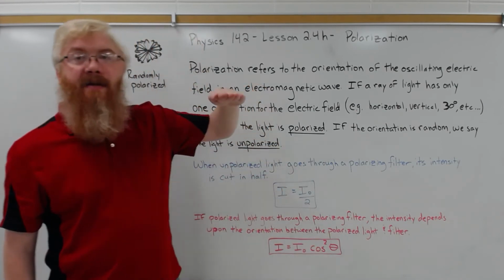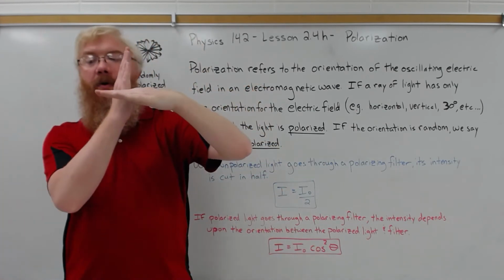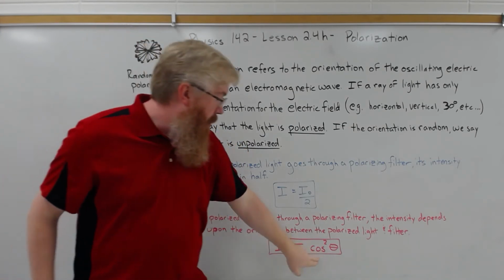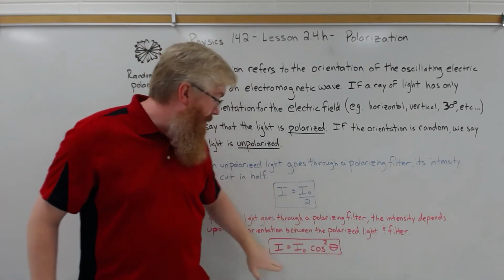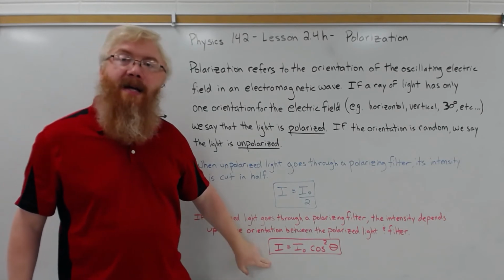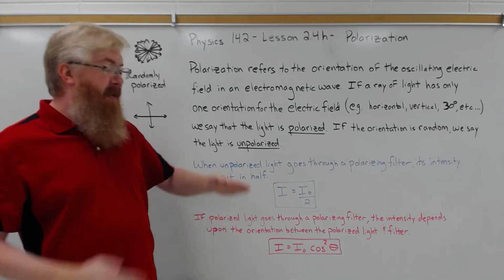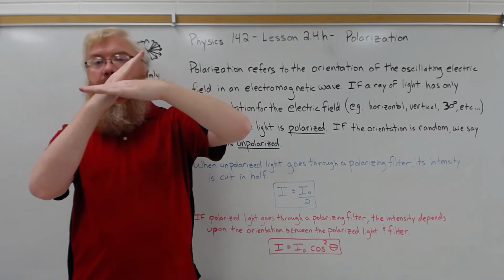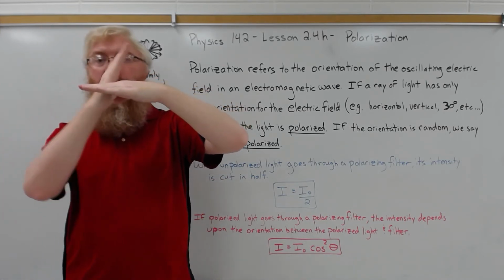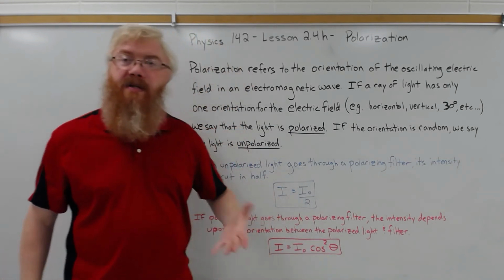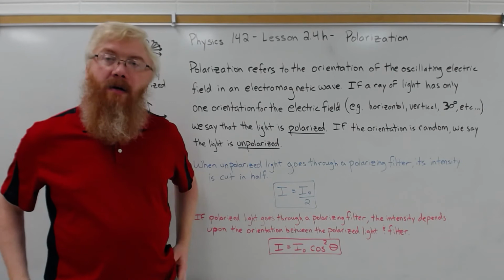If you have a horizontal polarizing filter and vertically polarized light, that orientation is 90 degrees. Cosine of 90 degrees is 0. None of the light gets through. No intensity on the other side of the filter. What if it's at a 45-degree orientation, where vertical is 0 and horizontal is 90, so it's halfway? Well, plug in 45 degrees, cosine of 45 degrees, square it. That will tell you how much light goes through.